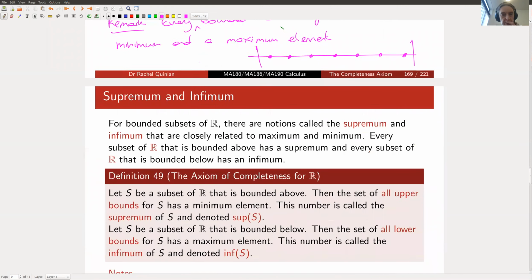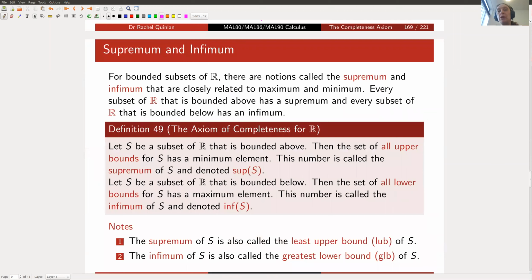Okay, so the thing that's probably new here, because there probably hasn't been a whole lot used so far in what I've said, is the next bit. For bounded subsets of the real numbers, there are these concepts called supremum and infimum that are closely related to maximum and minimum, but they're not the same thing. Informally, the way I think about this, so I can't really write this down, is this.